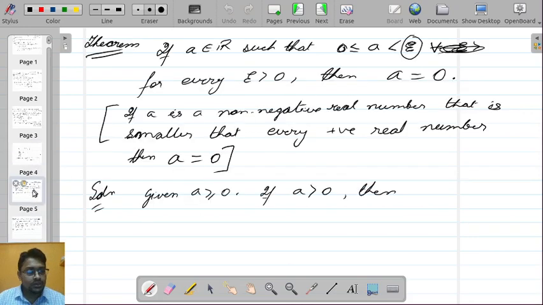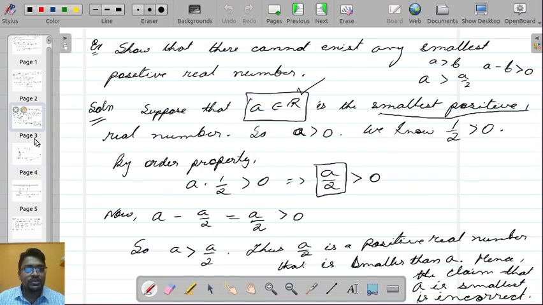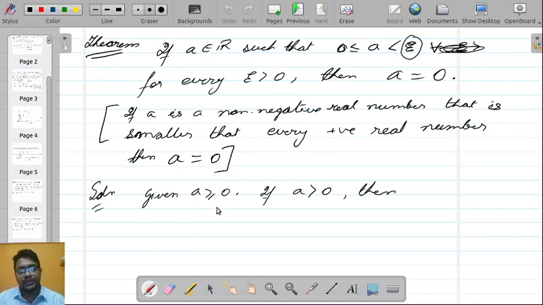Yes, there cannot exist any smallest number, that argument. So we will use that argument. Given a greater than or equal to 0, if a is strictly greater than 0, then what happens? Then a by 2 is a real number, a by 2 belongs to R, and a by 2 is greater than 0, as half is greater than 0.